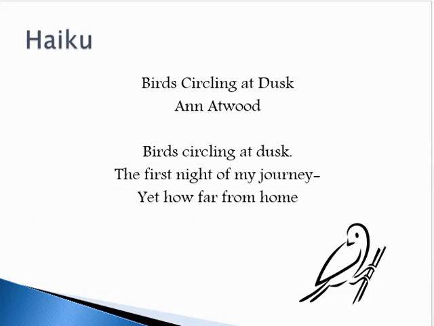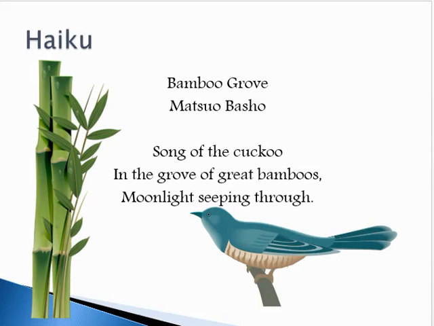Here's another example by Matsuo Basho, who's a famous Japanese haiku poet. Song of the cuckoo, in the grove of great bamboos, moonlight seeping through. Again, little phrases to describe what's going on. They're not complete sentences, but it does make a complete thought within the entire poem. This is what I want you to model.